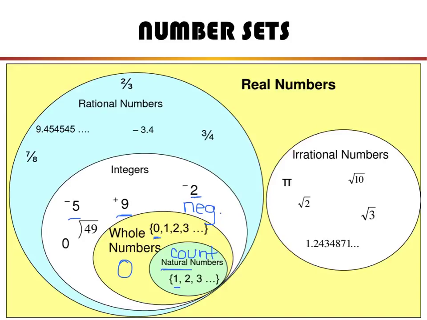Then you get into rational numbers. That's where you get fractions and decimals, but we have to be careful here. It's decimals that either repeat or terminate, which means they end.